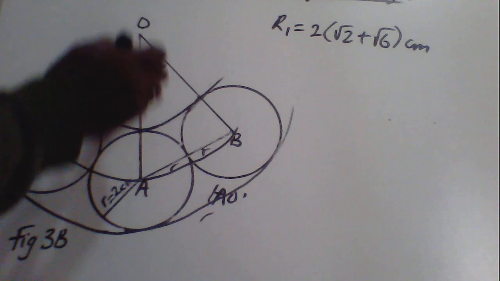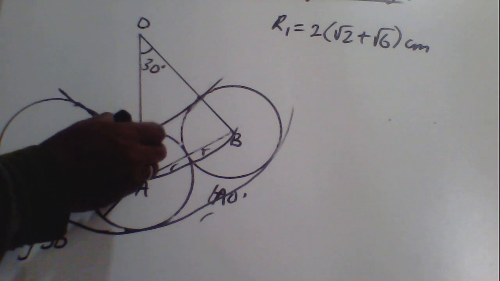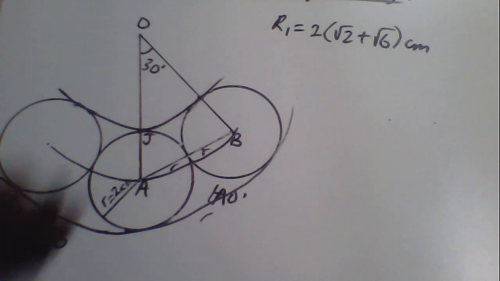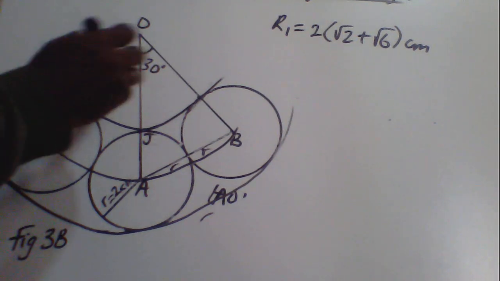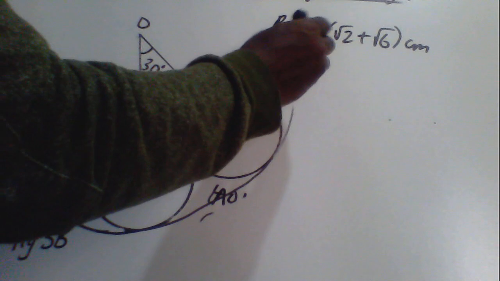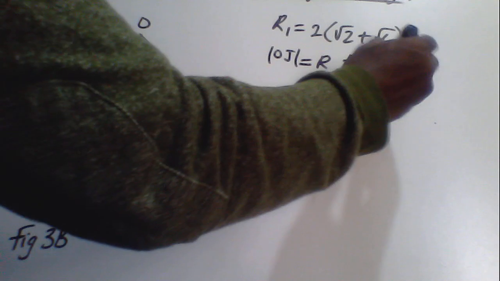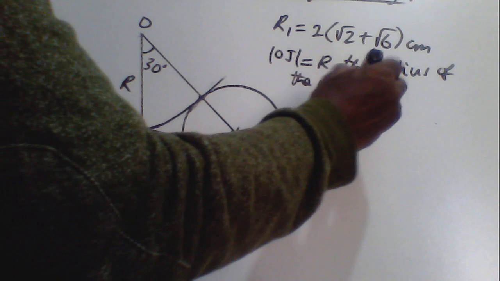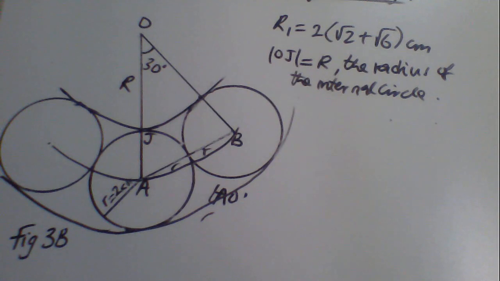So let's say, from O, this point of contact we can call J. And OJ will become what? The radius of the internal circle that is drawn. So I call it r. So from here we have OJ equal to r, the radius of the internal circle. So let this be the radius of the internal circle.